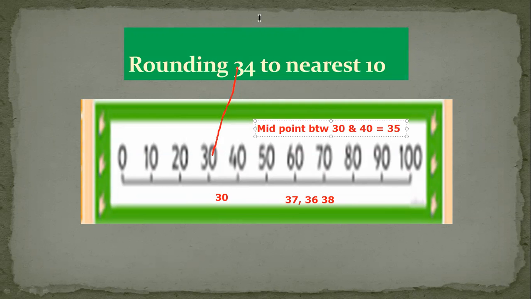If it is more than the midpoint, like 37, 36, 38, we are going to round it to 40. Why? Because it is near to 40. It is not near to 30, it is near to 40 because it is more than the midpoint. These numbers are more than the midpoint, that's why we are going to round them to the next 10. Okay, I hope you understand.